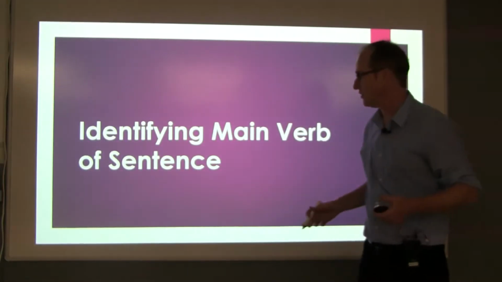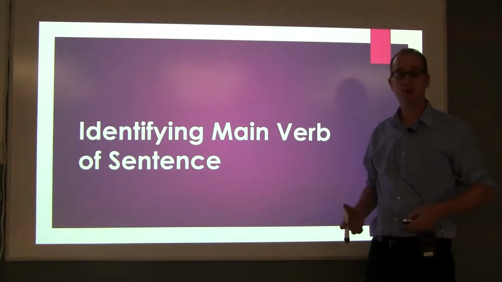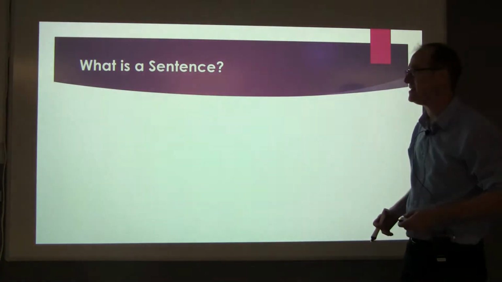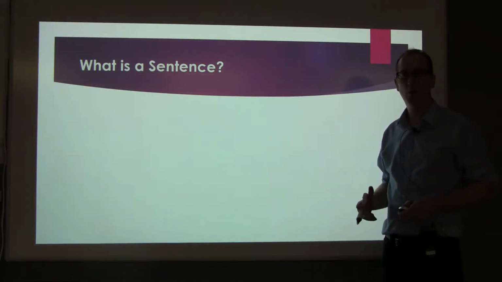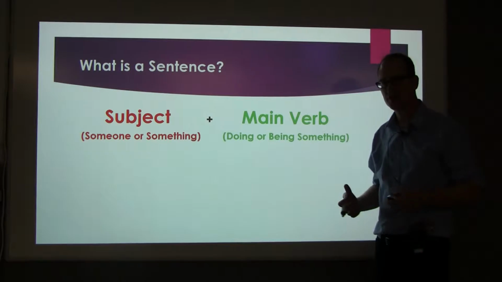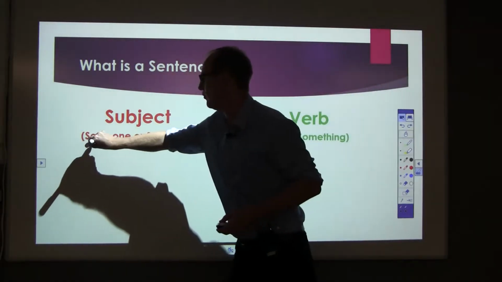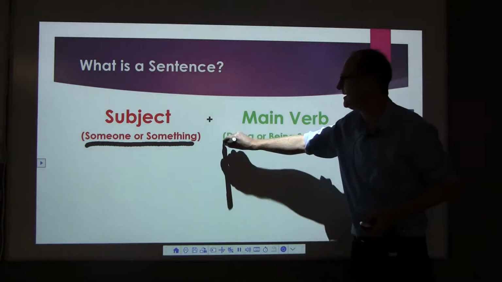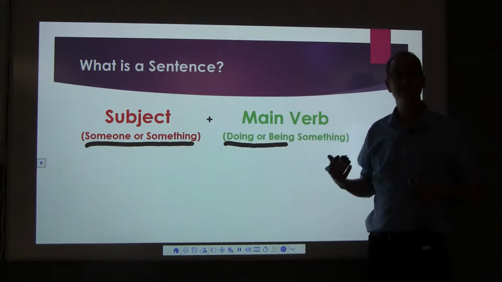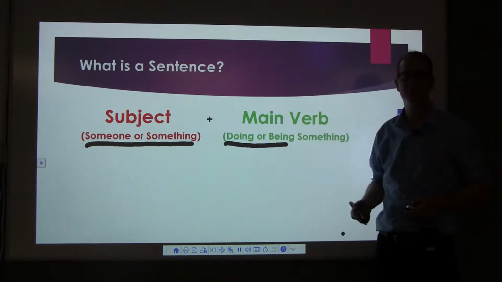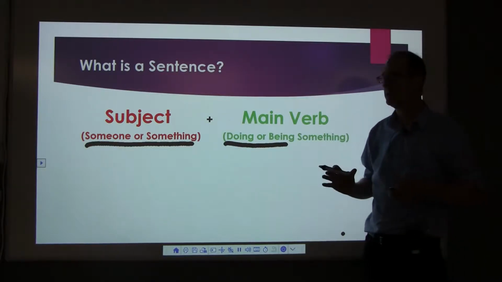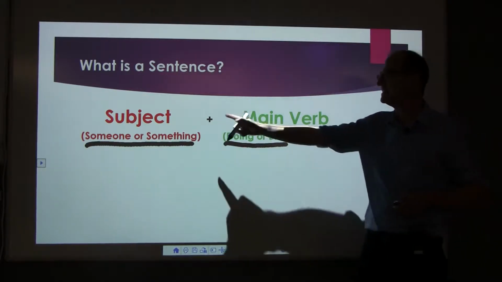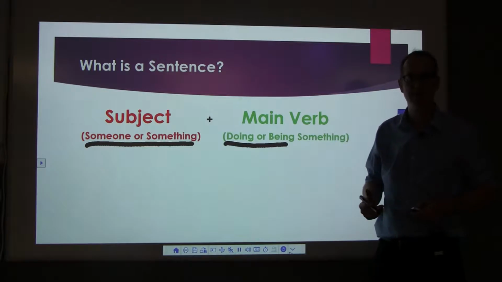In this video, we're going to look at how to identify the main verb of a sentence. Let's begin by defining what a sentence is. Essentially, a sentence is someone or something, that's the subject of a sentence, doing or being something. And that's the main verb. That's what we're going to talk about in this video. Now, it's important to realize that a sentence only needs these two components, a subject and a main verb.